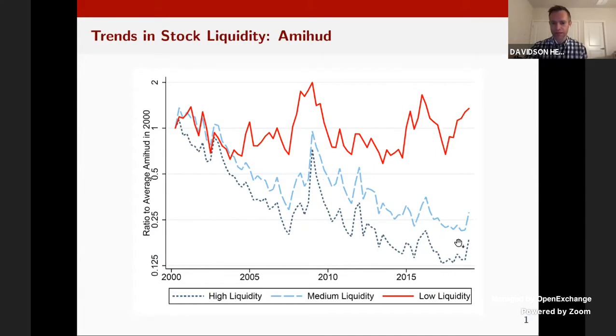There's been about an 8-fold improvement, roughly speaking, in liquidity, lowering of price impact in the high and medium liquid terciles of stocks. Over the same period of time, there's been no change, and in fact, arguably a slight worsening of liquidity, higher price impact on net compared to 20 years ago, in the least liquid tercile of US common stocks.